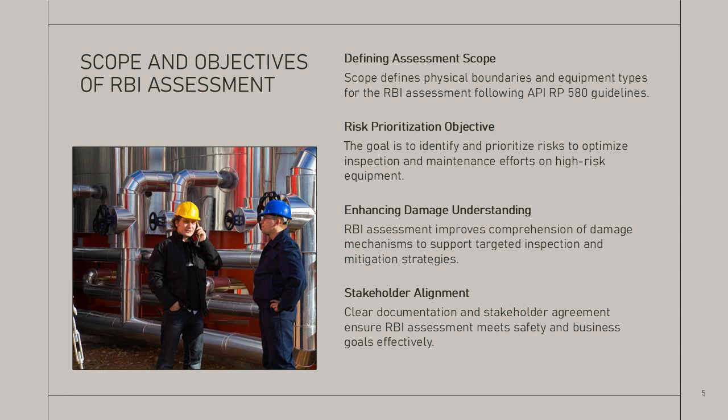Additional objectives often include extending safe operating intervals, supporting regulatory compliance, and improving overall plant reliability. Another important objective is to enhance understanding of damage mechanisms and risk drivers. By systematically evaluating degradation processes and their impacts, RBI helps engineering and inspection teams develop targeted inspection plans and mitigation strategies. The scope and objectives should be clearly documented and agreed upon by stakeholders, including operations, inspection, maintenance, and management. This alignment ensures that the RBI assessment supports both safety and business goals while remaining consistent with API recommended practices.